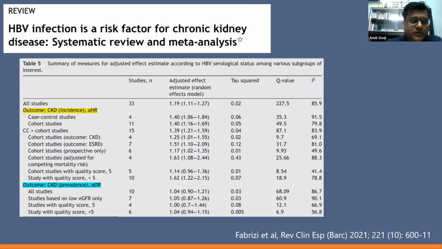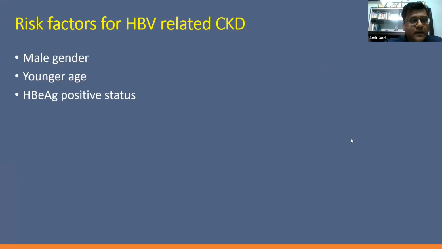So that could be the reason for not finding any difference in prevalence of CKD in HBV versus non-HBV, but the incidence was higher and the estimated adjusted hazard ratio was 1.4, which is significant. The risk factors for HBV-related chronic kidney disease are male gender, younger age, and HBeAg positive status.